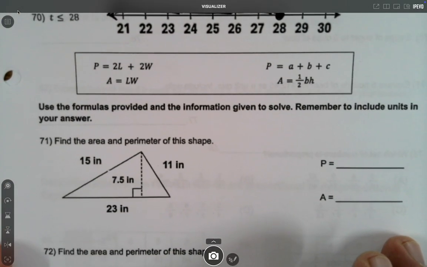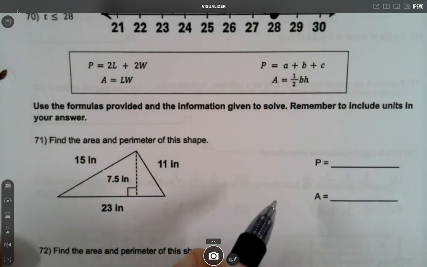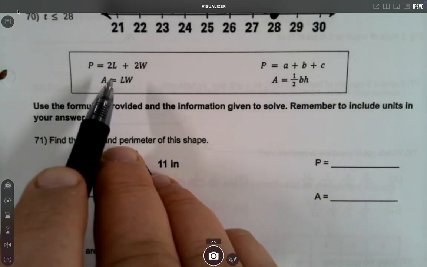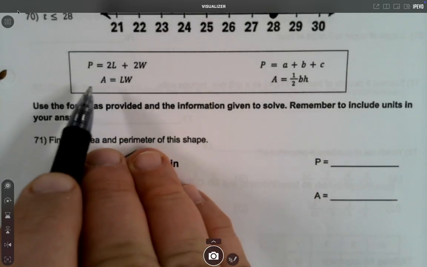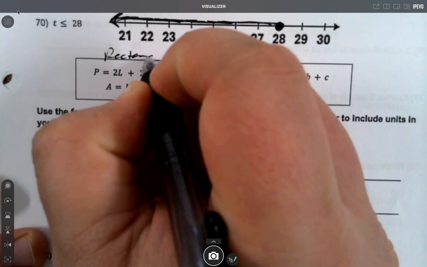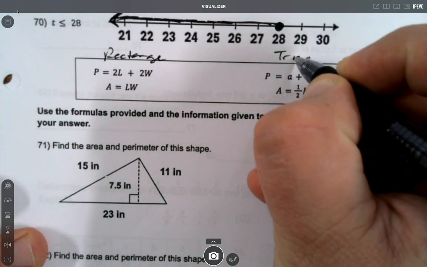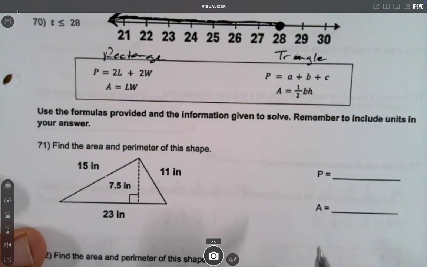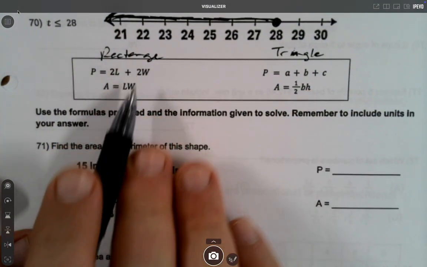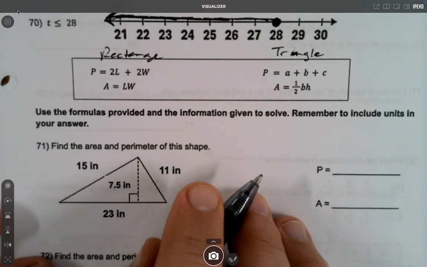Now on your exam, I will have these formulas for you, but I'm not going to label them whether they're rectangle or triangle. However, they're going to be in the same order here. So these are the rectangle ones, and these are the triangle ones. You will have to remember which side is which. But I hope at this point, rectangle being length times width, triangle being half base times height, is stuck in your memory anyway.